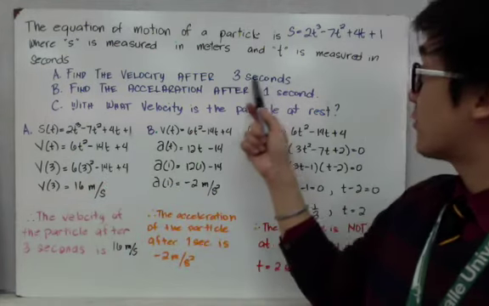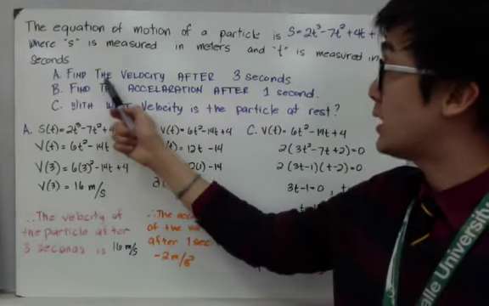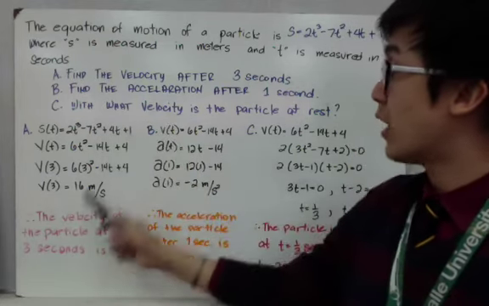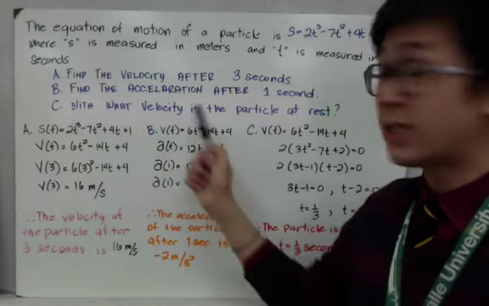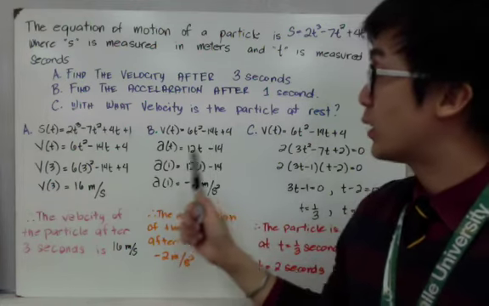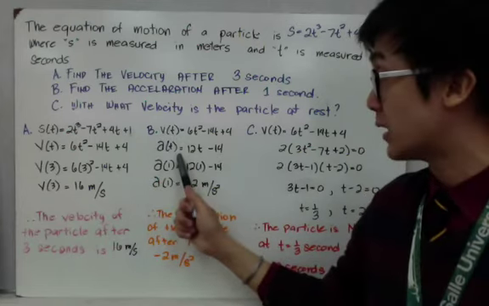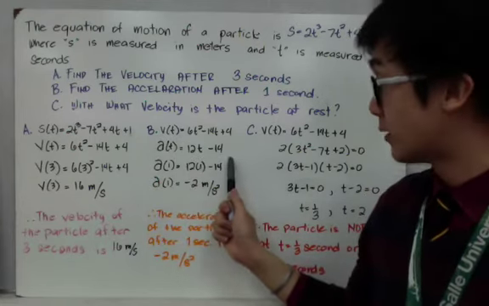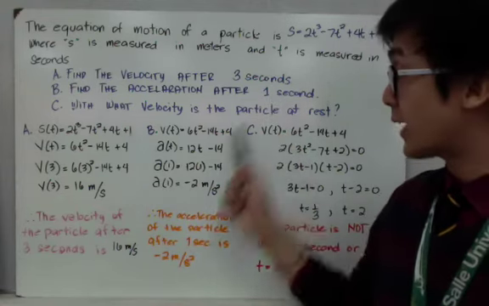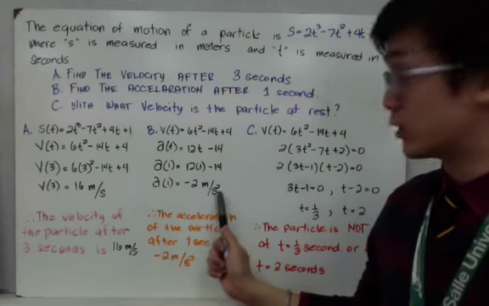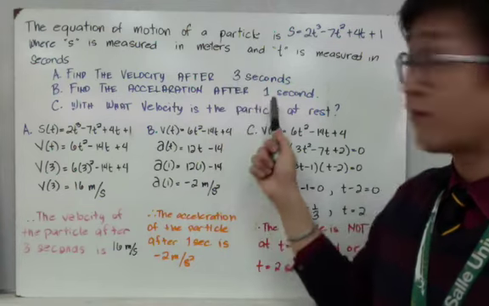And plugging in the value of 3 in our function, we verify that this particle has a velocity of 16 meters per second after 3 seconds. Now, to answer letter B, to find the acceleration after 1 second, we just need to get the derivative of our velocity function. It gives us 12t minus 14. Plugging in 1 for 1 second, you'll have negative 2 meters per second squared. So this is our acceleration for this particle after 1 second.